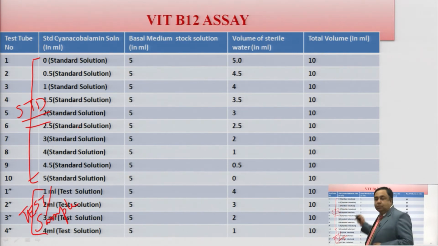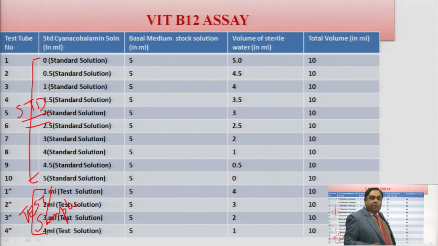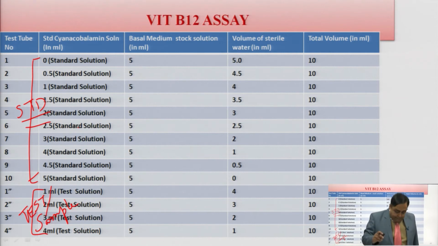5 ml of standard media goes to all the test tubes. As the total volume is 10 ml, you have to make it up with the help of sterile distilled water. Apply the same process for the test solution, where you take 1 ml, 2 ml, 3 ml, 4 ml of the test solution and add the same quantity of the basal media. Remember, the basal media is such a media where the microbes will not grow unless vitamins are added, and the volume again has to be made up to 10 ml capacity.